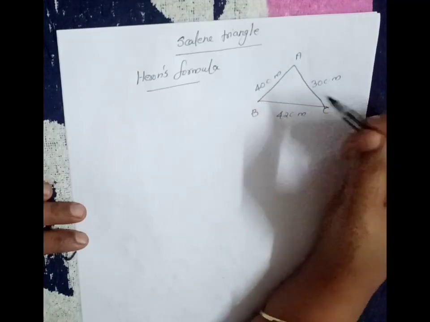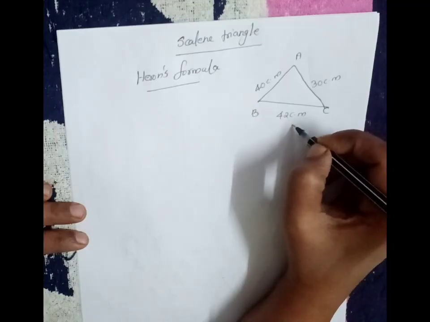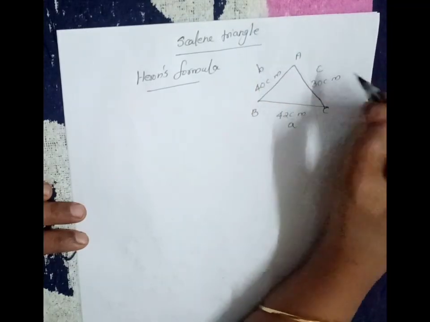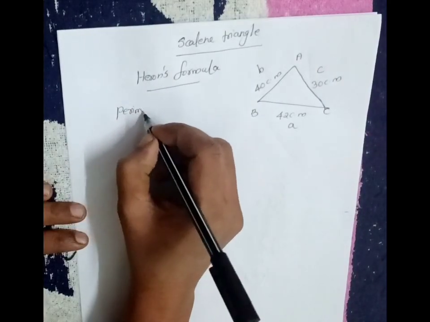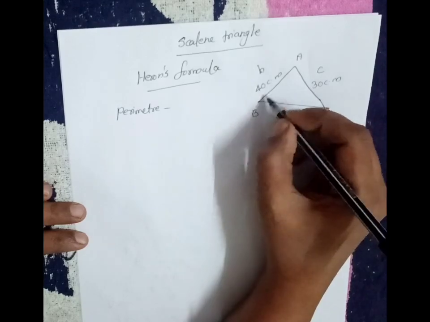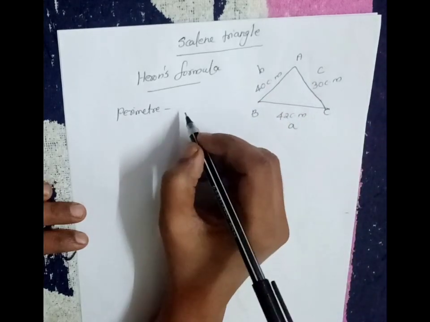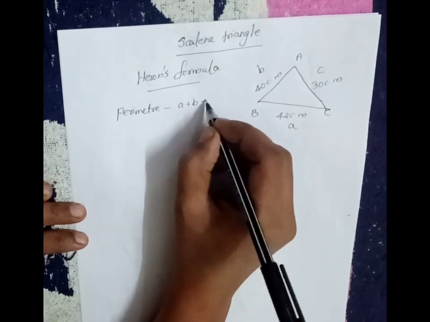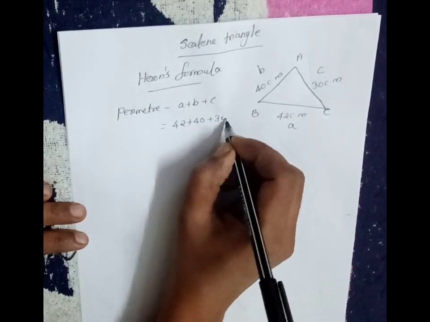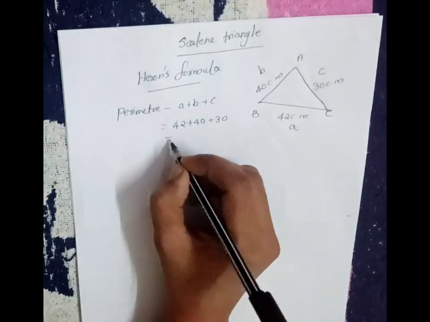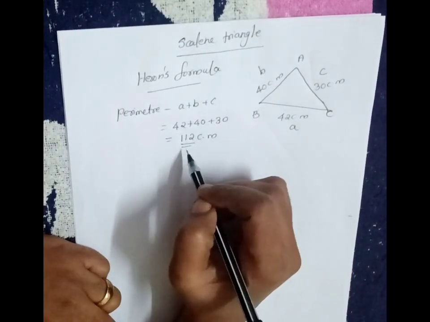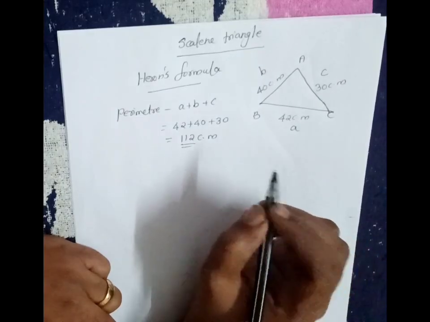Let us consider side BC as a, side AB as b, and side AC as c. Therefore, the perimeter of the triangle is what? We have to add all the lengths. Perimeter is the boundary of the triangle. It is equal to a plus b plus c, that is 42 plus 40 plus 30, which is equal to 112. Perimeter is a length, so it is expressed in the unit centimeter: 112 centimeters.